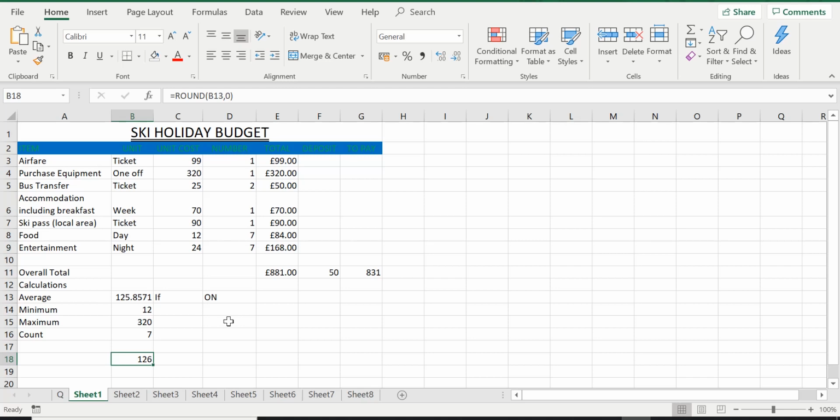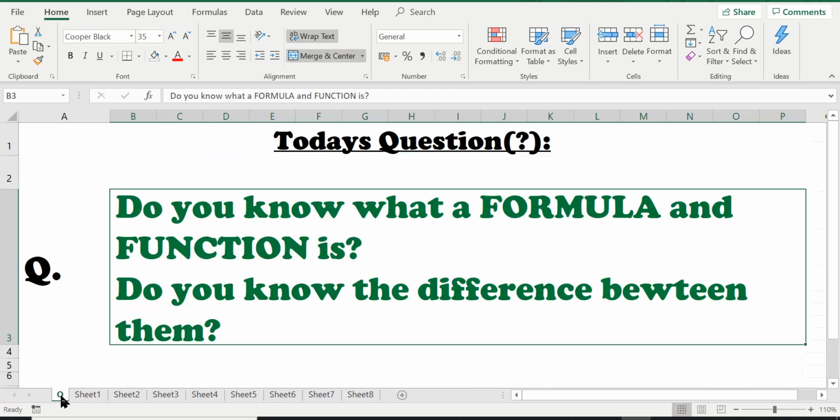So before I finish, just a final recap, going back to the question, do you know what a formula and a function is? A formula, you could say, is very similar to mathematics, and a function in Excel always has a word in it, such as sum, average, min, max, round, count, if, and count A. You remember all of them? And there are many more other functions that are also available in Excel.